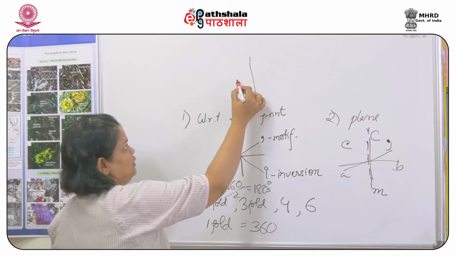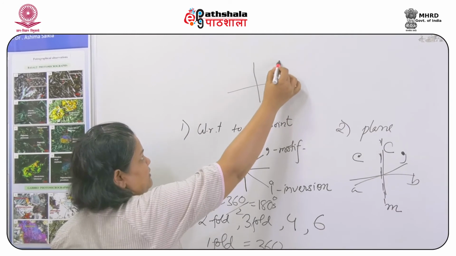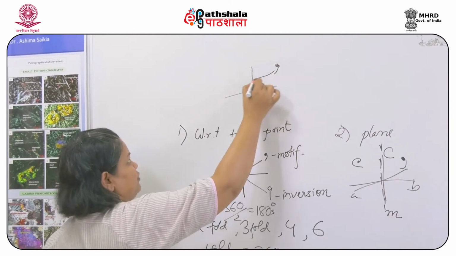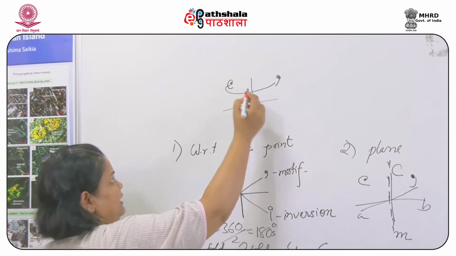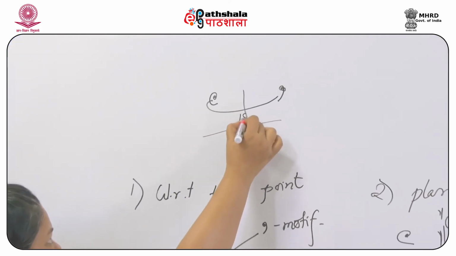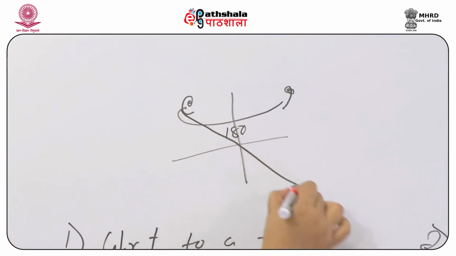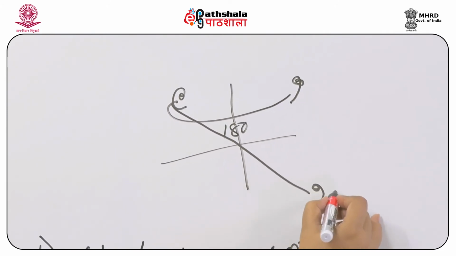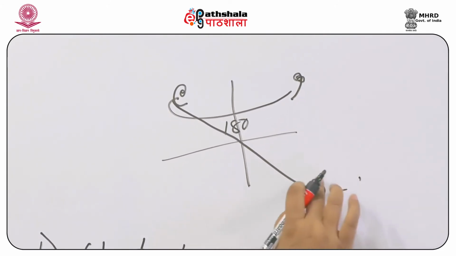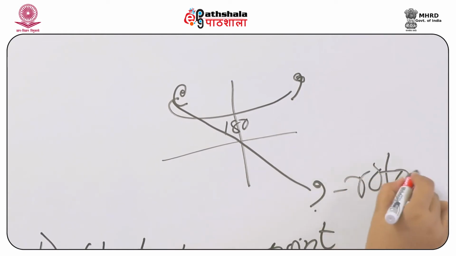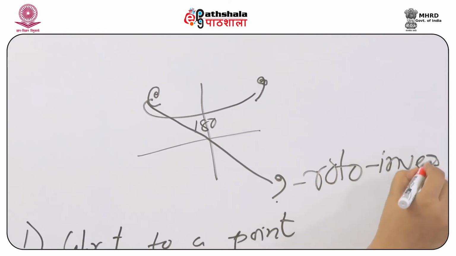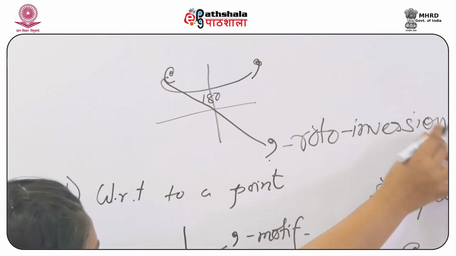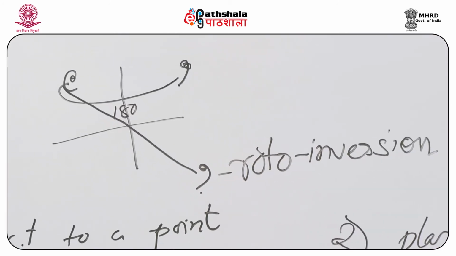roto-inversion. Herein we have a symmetry operation. First we rotate it, for instance, by a two-fold axis, which is 180 degrees, and then I invert it through the center and reproduce it here, and this is the roto-inversion symmetry. So we have in total 4 symmetry elements.